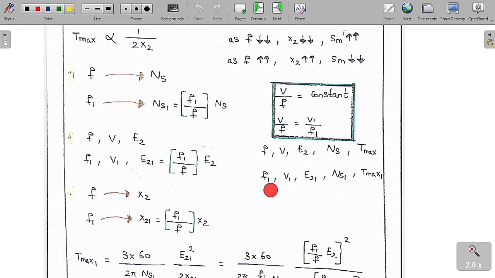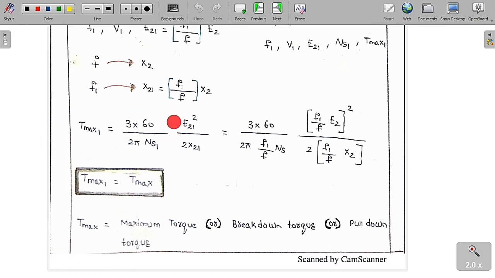For the new supply frequency f1 and the new supply voltage V1, but the ratio is the same, V by f is equal to V1 by f1, the induced voltage in the rotor is E21, which is equal to E2 into f1 by f, and similarly ns1 is nothing but ns into f1 by f. This is the new synchronous speed and this is the new maximum torque, Tmax1. We are going to see what maximum torque we get, whether the same as the previous one or different, for this new supply voltage and supply frequency with the V by f ratio constant.